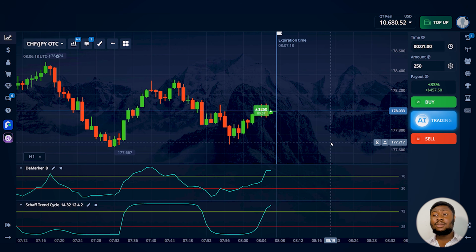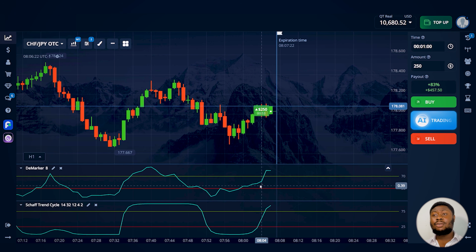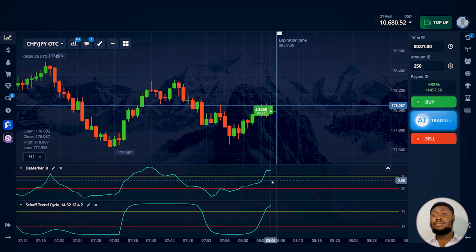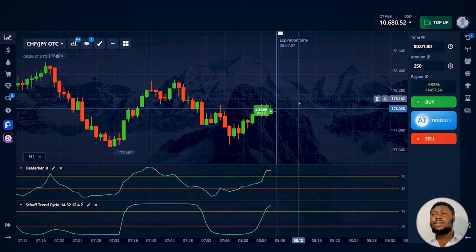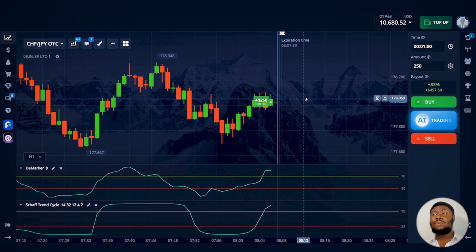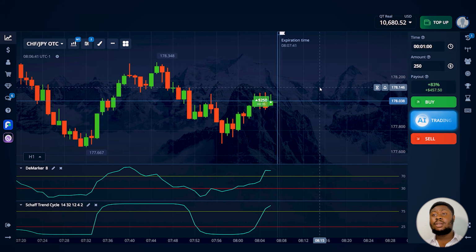As you may have noticed, the situation is similar to the previous one. The line of the DeMarker indicator crossed the level of 70 from the bottom up and fixed above it. This is a trigger for the beginning of a price increase. The second trigger was given by the Schaff Trend Cycle. The indicator line is already above the 75 level, which means the price will rise. When working with a strategy, it is important to open trades only when both indicators have given triggers. Only such situations are suitable for work.